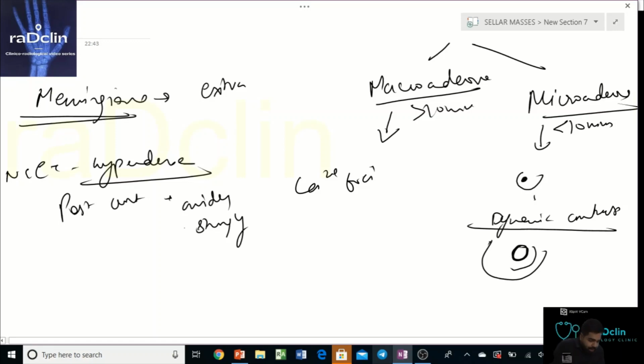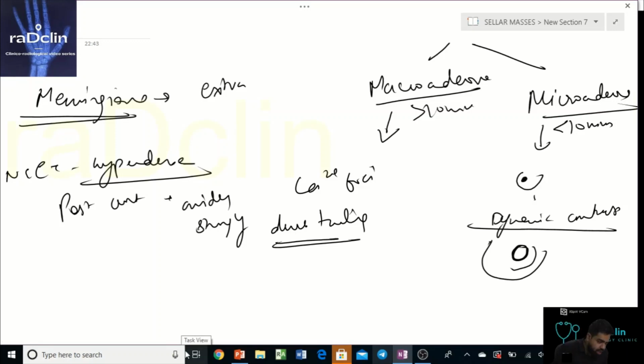Now a meningioma is also associated with dural tailing. Normally these features are not present in adenoma. Adenomas usually do not have calcification. Adenomas can have hemorrhage if the lesion is complicated, but these are the basic morphologies that will help us to differentiate meningioma from an adenoma.